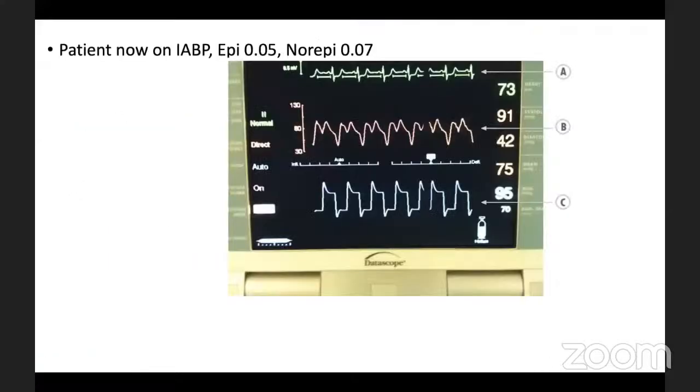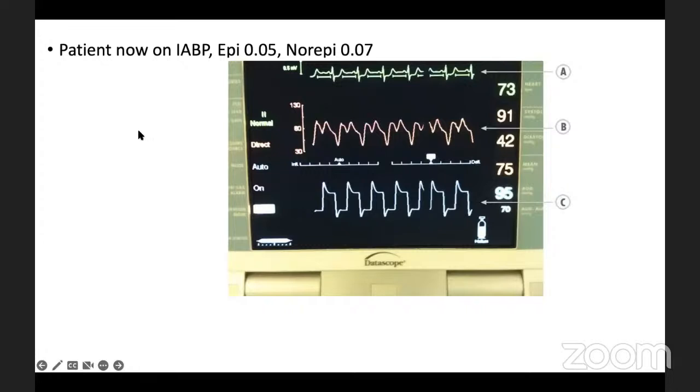So this is the patient now. She's on the intra-aortic balloon pump that you put, epi 0.05, not epi 0.07. So relatively not a high dose of inotropes. She's maintaining the MAP. What do you think? This is the screen for the balloon pump.